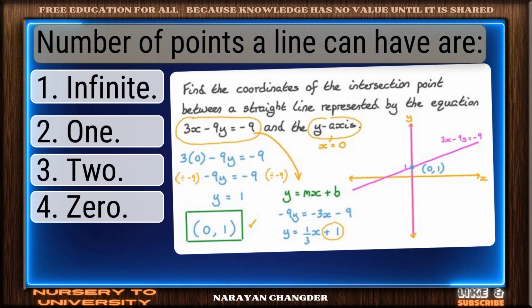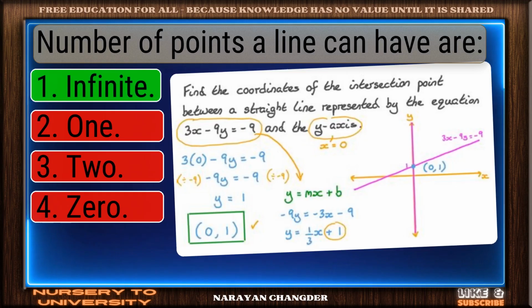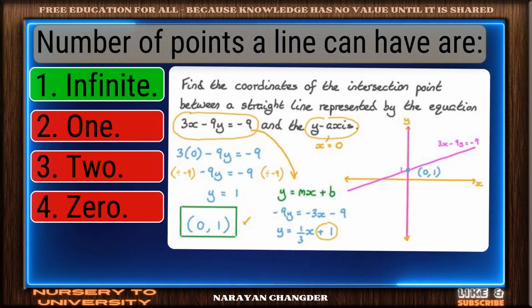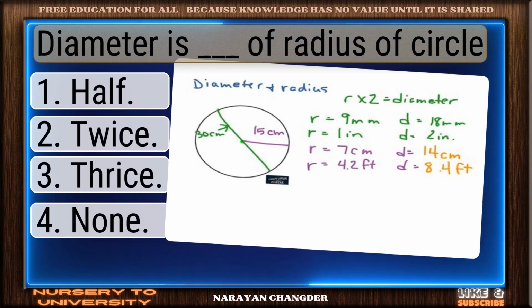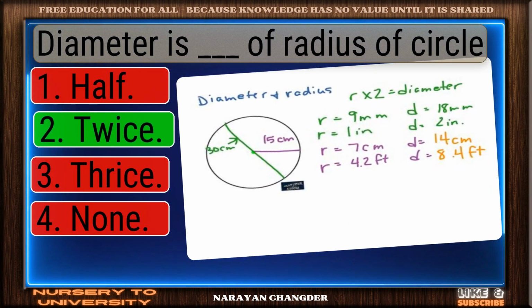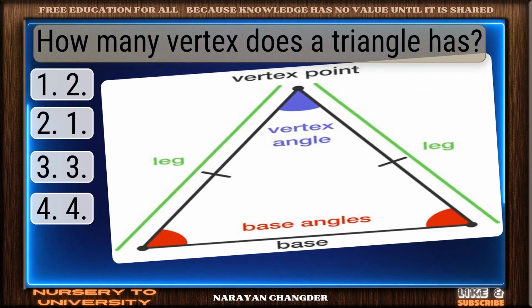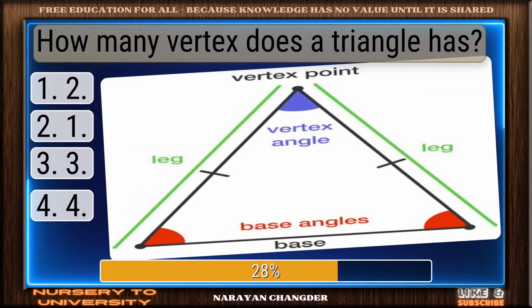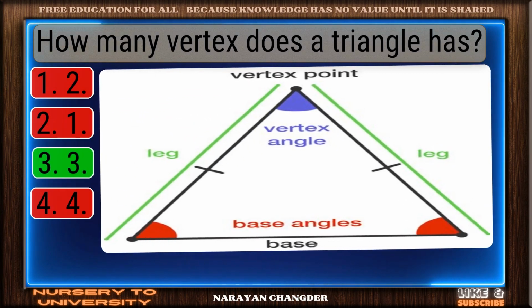Number of points a line can have are. Correct. Infinite is the right answer. Diameter is dash of radius of circle. Right again. Twice is a valid answer. How many vertices does a triangle have? Bravo. 3 is the answer.